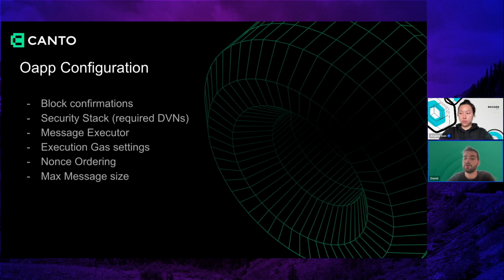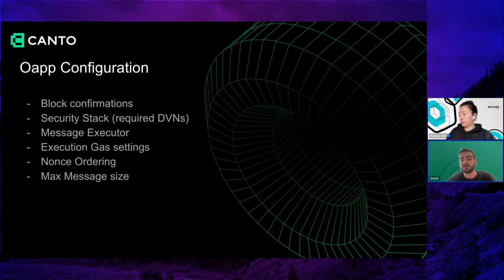You can also configure ordering of messages. So by default, if messages fail, the next ones can still be executed. But say for some reason you're a developer and you have an app that requires specific message ordering, maybe it's a governance application, subsequent messages can actually be paused until the first ones are fully successful. And then finally, you can set the max message size, which is really just to standardize different message structures, which could protect you from overflows, underflows, if messages from the source are not formatted properly.